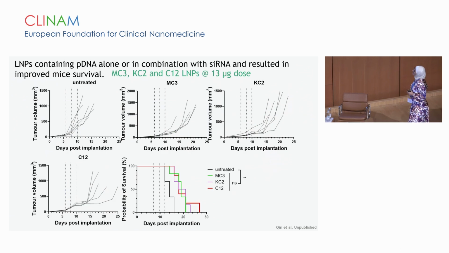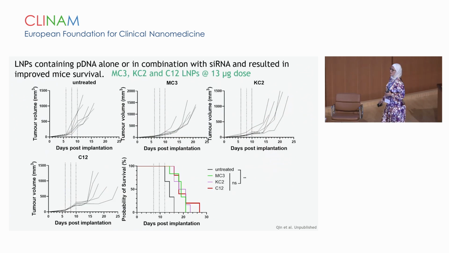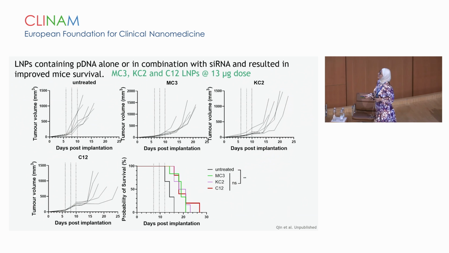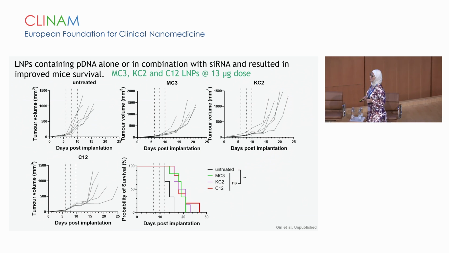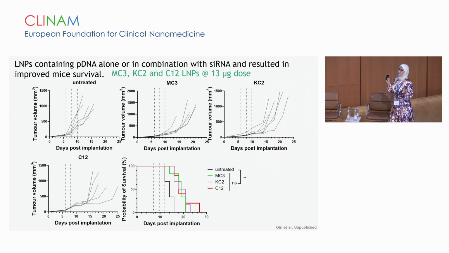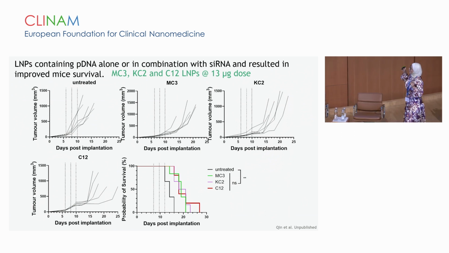treatment. This is the survival study, and we looked at different types of ionizable lipids. So you have the MC3, the KC2, and the C12, and this observation was actually persistent, where you have improved survival with the negative nanoparticles regardless of the type of the ionizable lipid used.